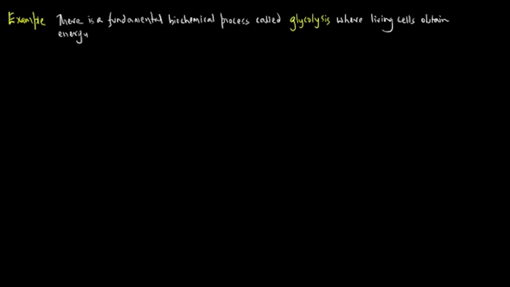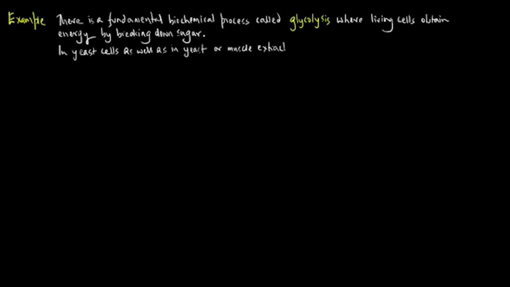There is a fundamental biochemical process called glycolysis, where living cells obtain energy by breaking down sugar. In yeast cells, as well as in yeast or muscle extracts, glycolysis can proceed in an oscillatory fashion.